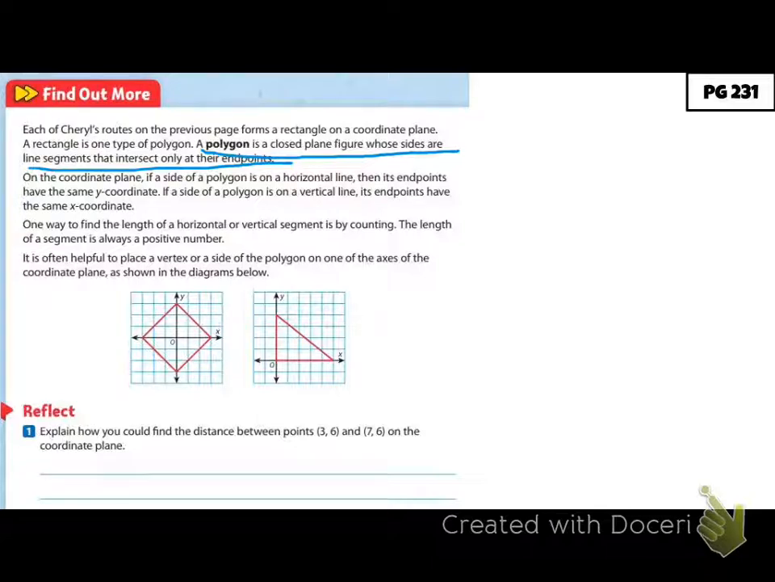It is often helpful to place a vertex or a side of the polygon on one of the axes of the coordinate plane as shown on the diagram below. So you can see that in this first one here, the points are all on an axis. Over here on this one, you can see that the 2 lines that form the outside of your triangle are on the axes. So number 1 says, explain how you could find the distance between points (3, 6) and (7, 6) on the coordinate plane.